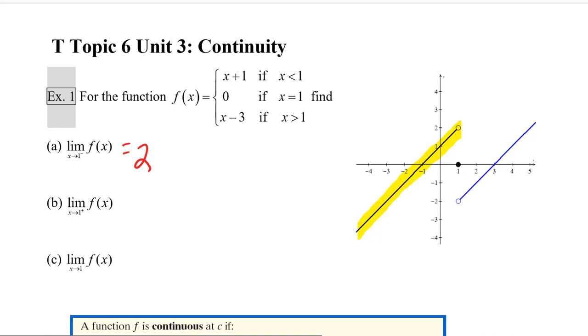Part B, the limit as x approaches 1 from the right. I will trace the graph as I approach 1 from the right, and I get the value -2. And finally, the question asks, what is the limit as x approaches 1 of f of x? Well, since the left-hand limit and the right-hand limit don't equal each other, the limit as x approaches 1 of f of x does not exist.